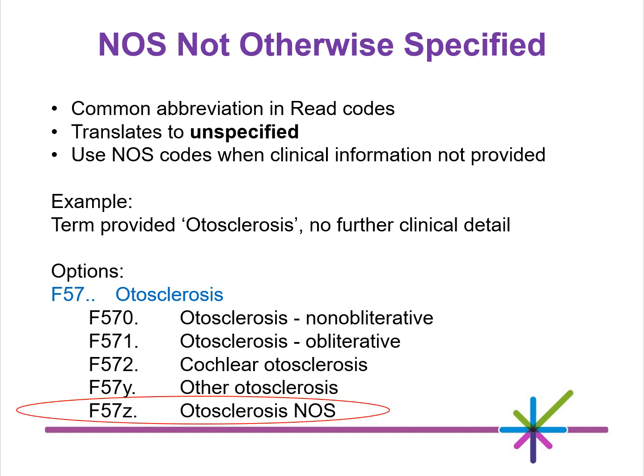Selecting F57z. otosclerosis NOS shows definitively that no further clinical information was provided, as the coder has selected the NOS code. Selecting the top level code F57.. otosclerosis could also potentially mean otosclerosis unspecified, and that no further clinical information was available. However, as the NOS code has not been selected, this cannot be confirmed. Please note, some practices do not use the NOS codes due to local protocol reasons. This is a decision taken by each practice.